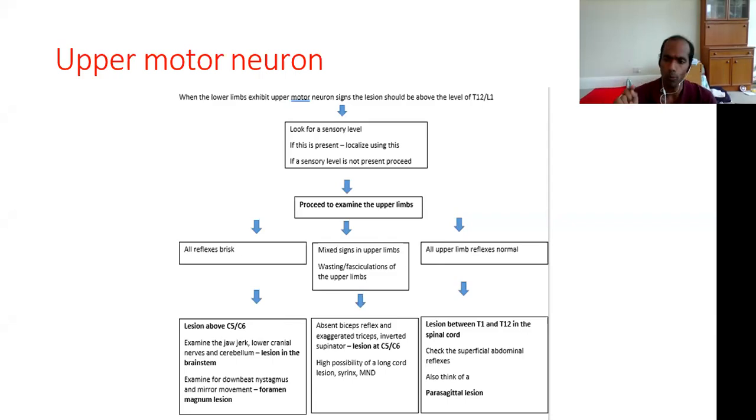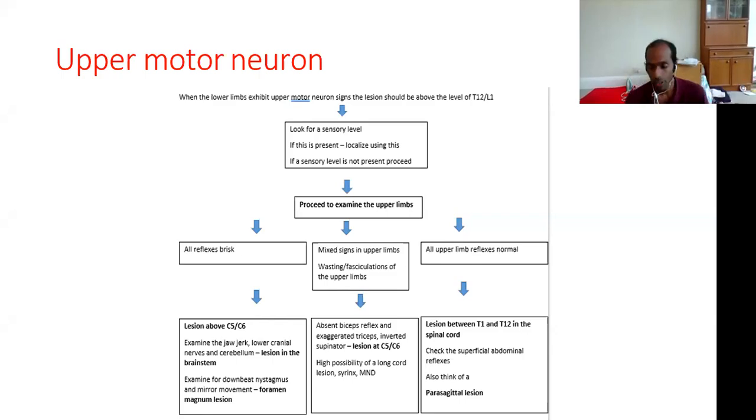Now what do you know? You know that the lesion should be above L1, but we still don't know anything else. Now you check sensory. Sensory is normal. What were we expecting to find? We were expecting to find a sensory level. If we had found that, we would have closed the case and gone home.